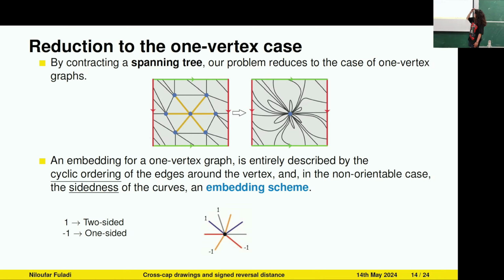Why? Because the whole embedding then can be encoded with very little data, which is the order of edges around the vertex for orientable ones. And for non-orientable, you just have to put a sign for each of them. The signs would correspond to the sidedness of that loop. So +1 is for two-sided loops, and -1 is for one-sided.